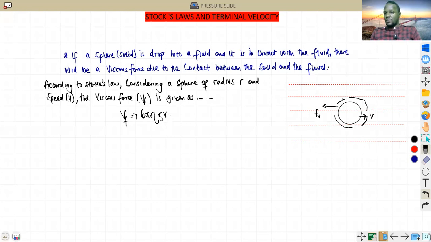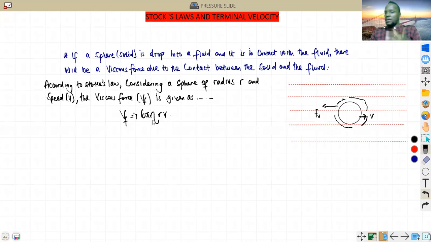The V here is velocity. So if you write viscous force of F, please be careful, it's viscous force. Eta is what? Coefficient of viscosity. Every parameter here is constant, only the radius and the velocity of flow. So please keep that at the back of your mind.